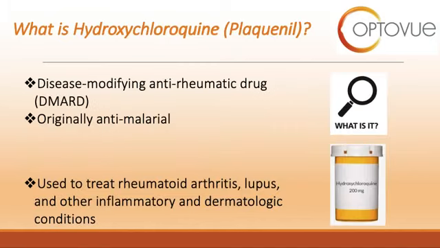So the first question is, what exactly is hydroxychloroquine, better known as Plaquenil? Plaquenil is a disease-modifying antirheumatic drug, or DMARD. It was specifically formulated as an antimalarial and now has many usages. Some of these more common usages include the treatment of rheumatoid arthritis, lupus, and other inflammatory and dermatologic conditions.